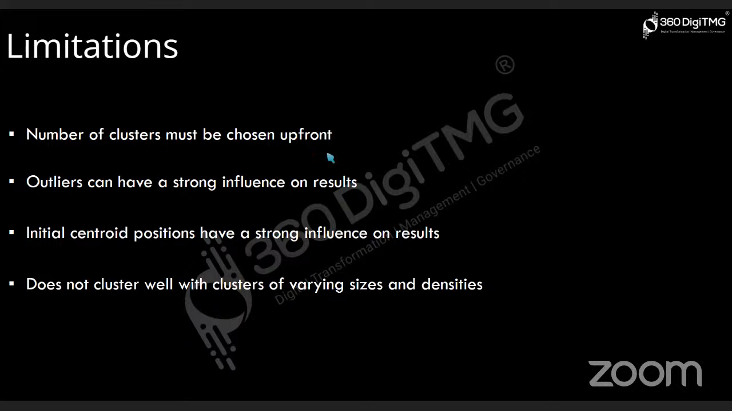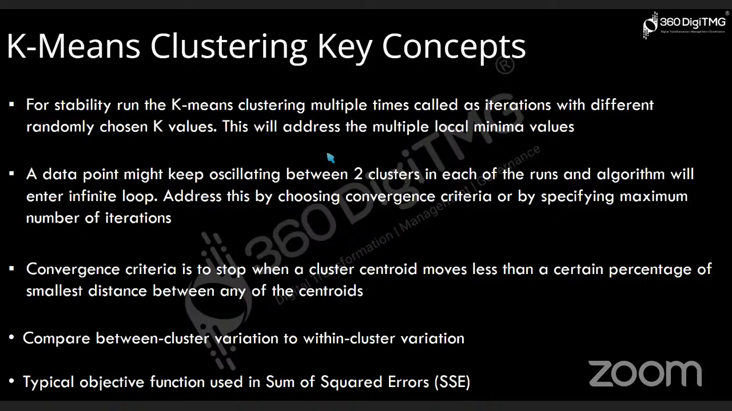Now let us learn a few key concepts of k-means clustering. For stability, we should run the k-means clustering multiple times, and each run is known as an iteration. In these iterations you can also choose different values of k. What this will do is address the problem of having multiple local minima values. So what is a local minima?